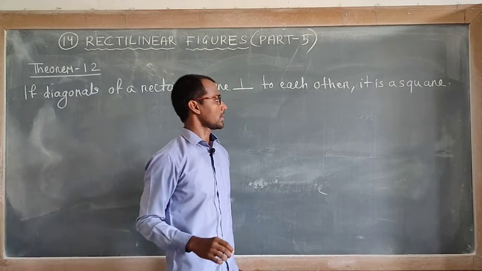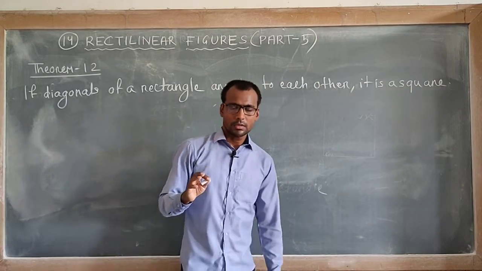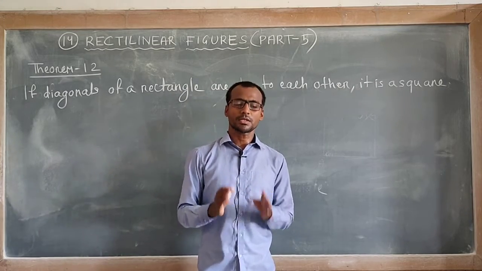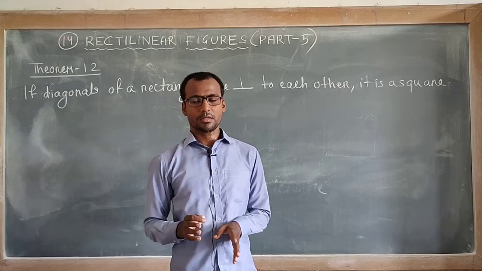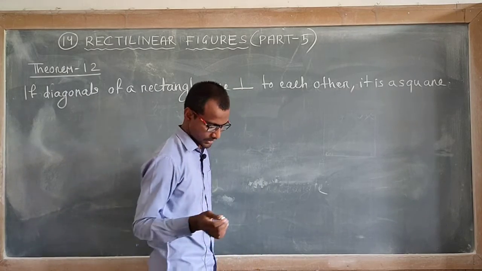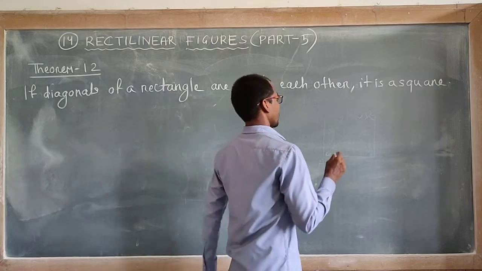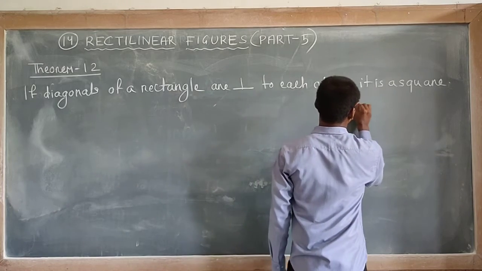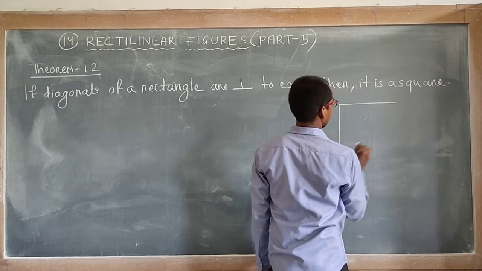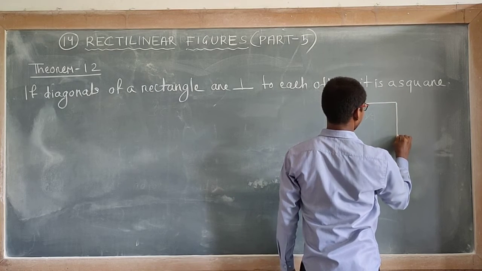Okay. So actually in a rectangle, diagonals are equal and they bisect each other, but they are not perpendicular to each other. But if they are perpendicular to each other, then it will become a square. Okay. So let us draw a rectangle in which diagonals will be perpendicular to each other.